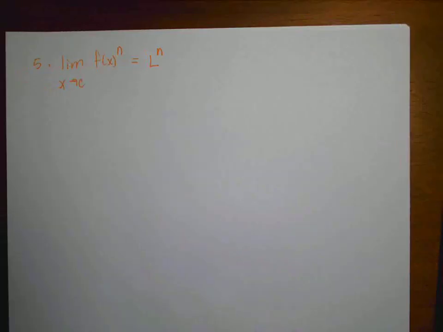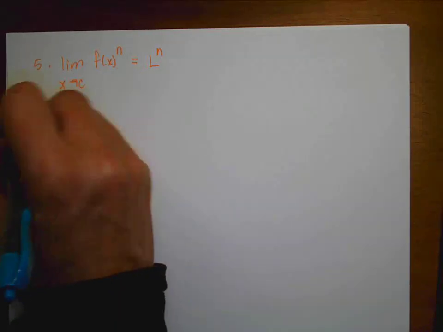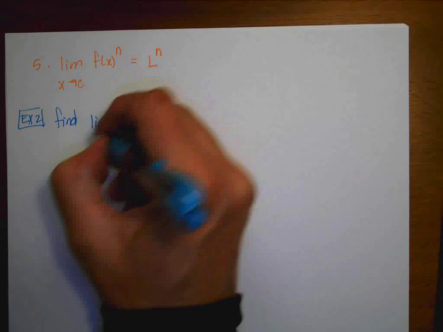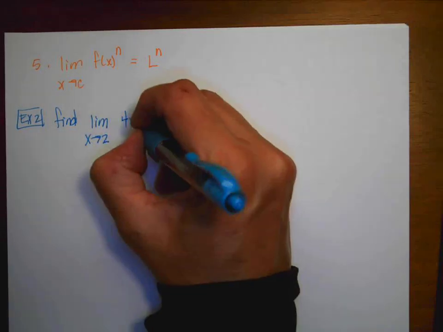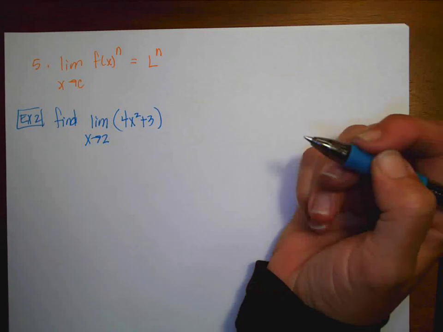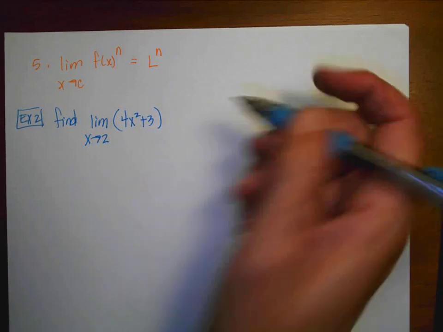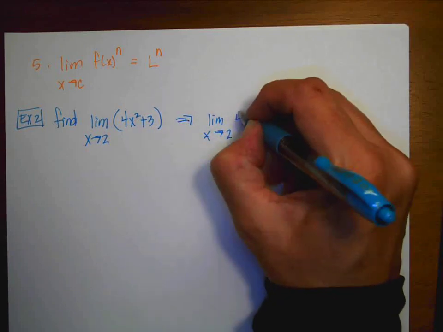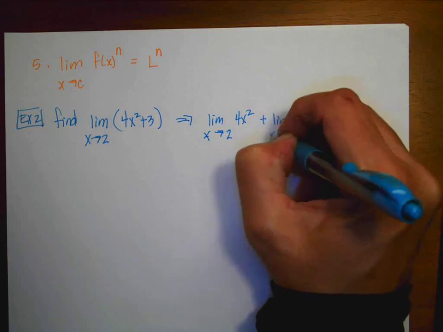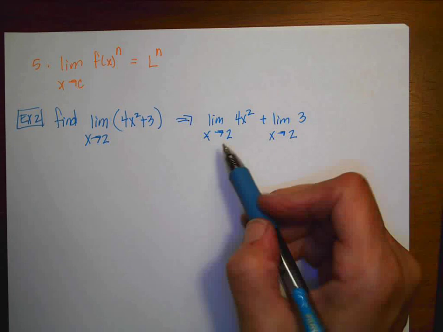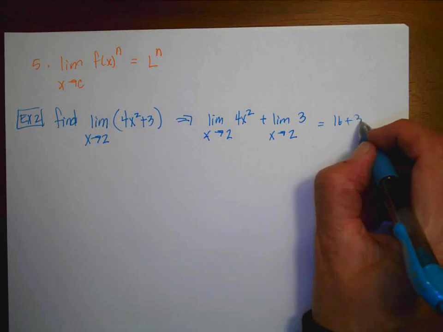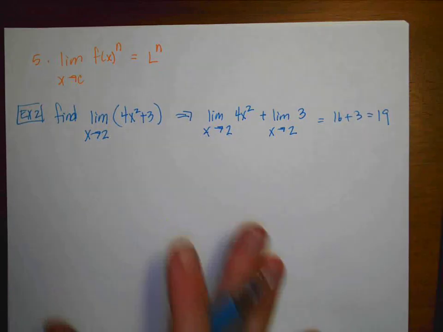And we don't need to memorize these, but occasionally we will use the properties to help us find a limit. For example number 2, I want to find the limit as x approaches 2 of 4x squared plus 3. Now, before we start, we could break this up to be the limit as x approaches 2 of 4x squared plus the limit as x approaches 2 of 3. And we could do direct substitution. So 2 squared is 4 times 4, so this would be 16 plus 3, which is 19.